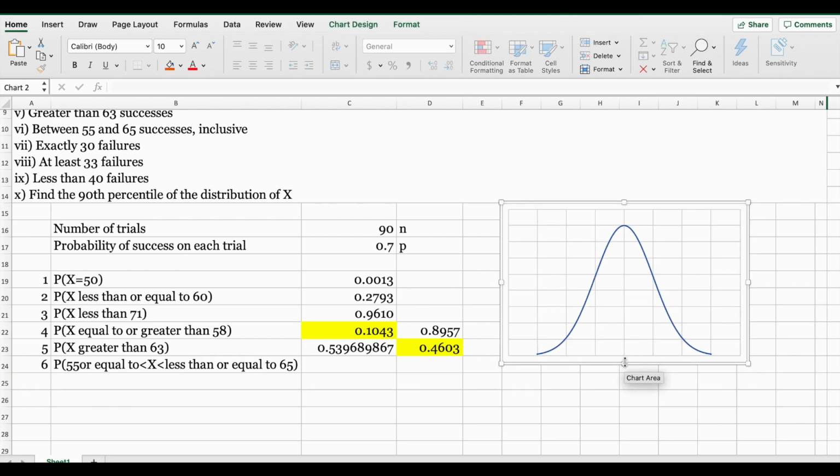0 is in the center. Negative values are on the left hand side and positive values are on the right hand side. So here we're looking at probability of x greater than 55, less than or equal to 65.